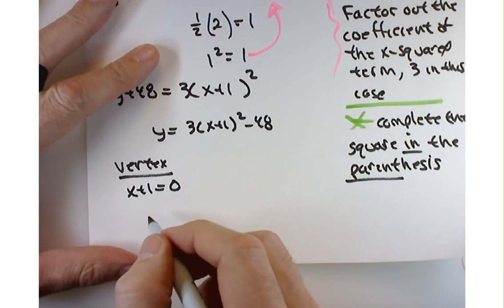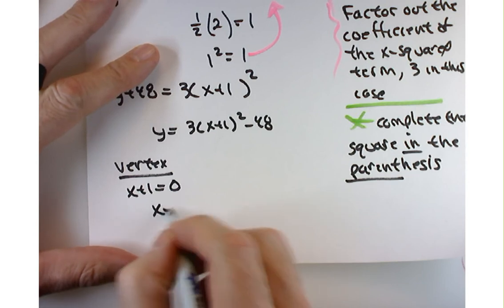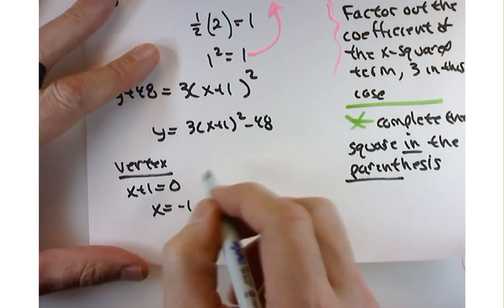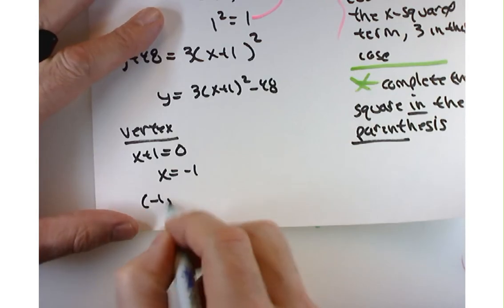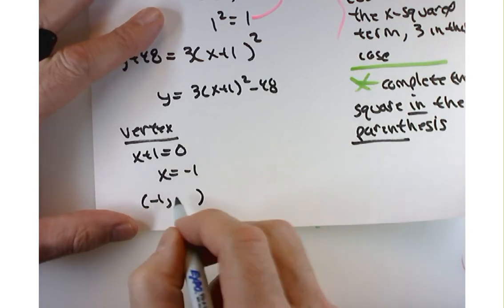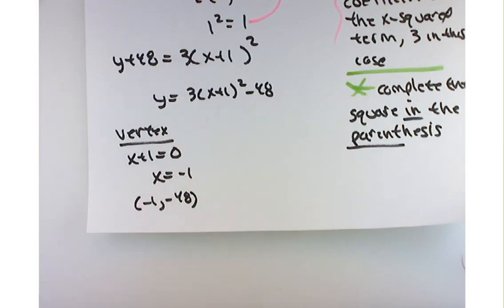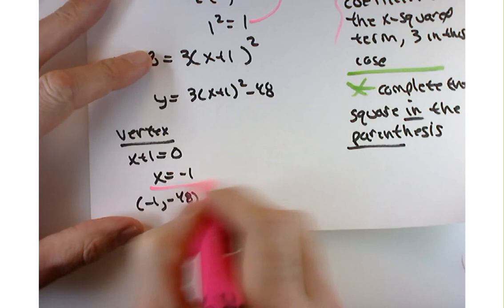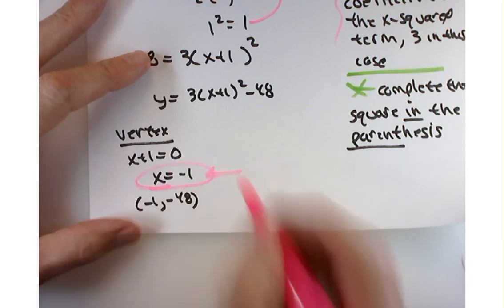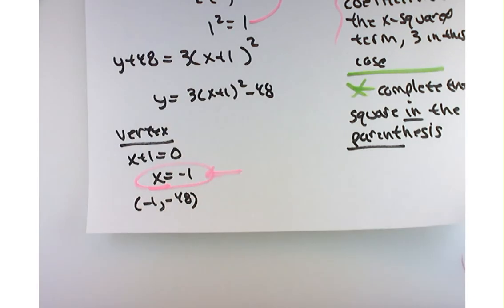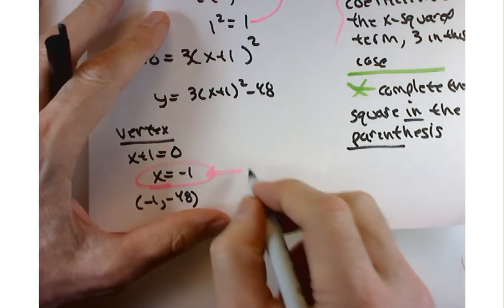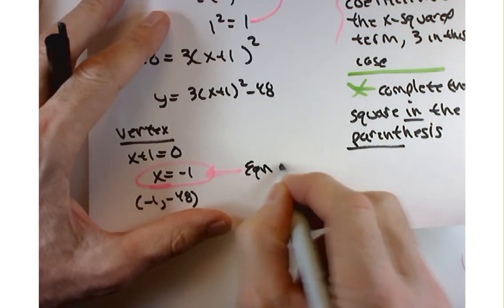Melanie, what was your answer on that one? -1. -1, good. So our vertex is really at -1 and what else? -48. Alright, so it's a great skill just to be able to read that off. In fact, doing it this way had a little bonus. This part right here, that's the equation of your axis of symmetry.